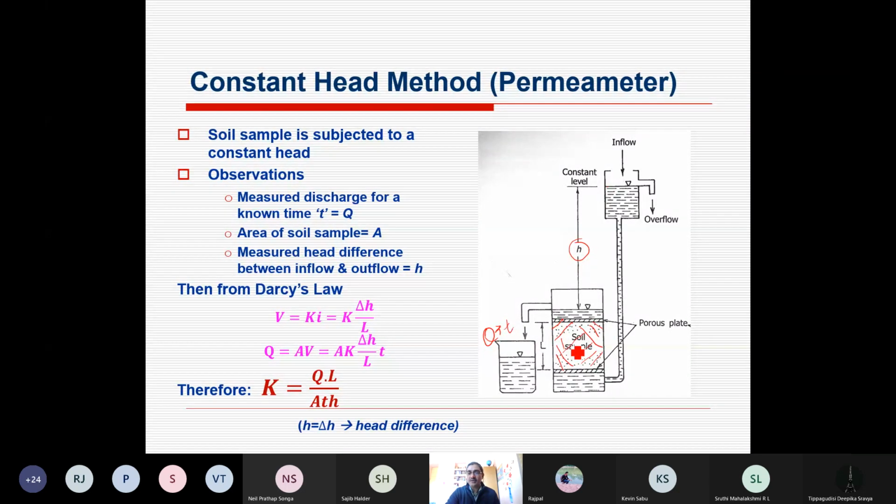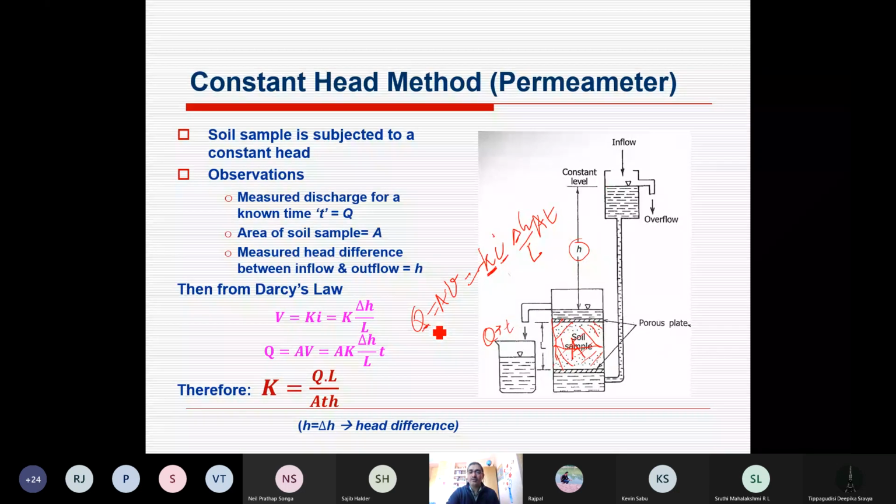The soil has a cross-sectional area A here, and then we can simply use Darcy's relationship, V is equal to minus Ki. K is hydraulic conductivity, I is delta H by delta L. L we know is the sample size. Then Q becomes A into V, and this is for time T. This is not instantaneous discharge; this is the total volume generally we are taking here. So we can find out the value of K as here.